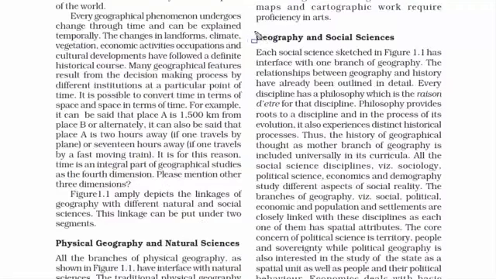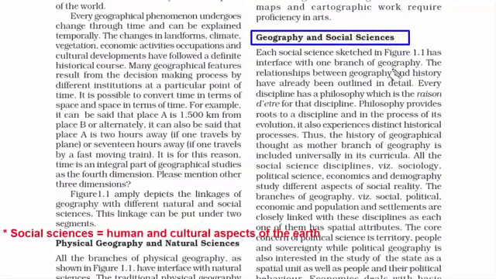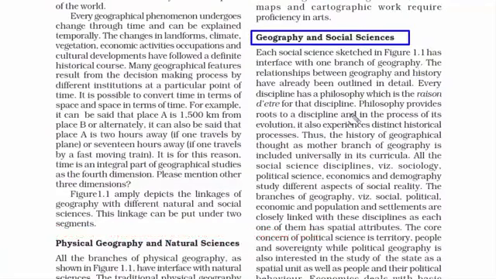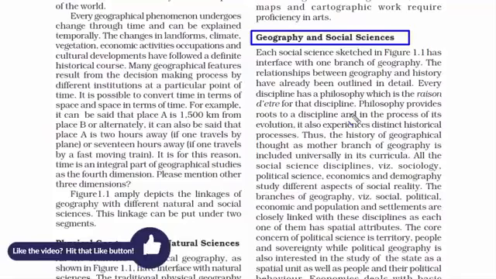So now we're going to talk about geography and social sciences. When we say social sciences, we are talking about the cultural and the social aspect of human society. And again, this topic is also equally important because when we are trying to understand geography as a whole subject, then understanding social as well as natural science is equally important.